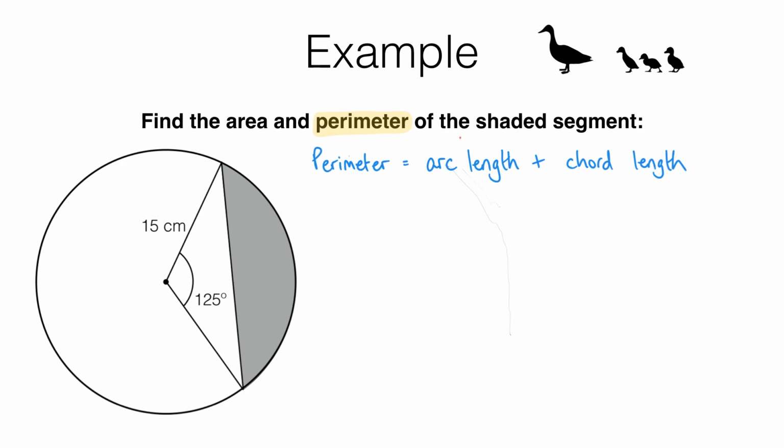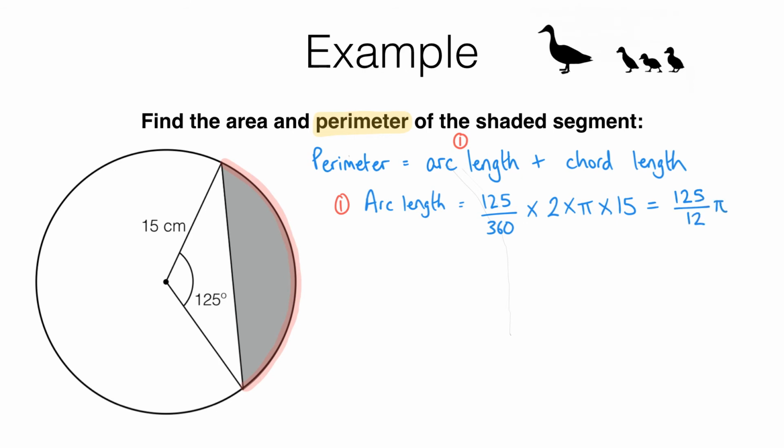Let's focus on the arc length first of all. So the arc length is going to be this particular part of the perimeter, that's here. And to calculate that, we need to spot that again, we're dealing with 125 360ths of the circumference in this case. And remember, the circumference is 2 pi r, so that's 2 times pi times the radius here. And popping that into my calculator, I get 125 over 12 times pi.